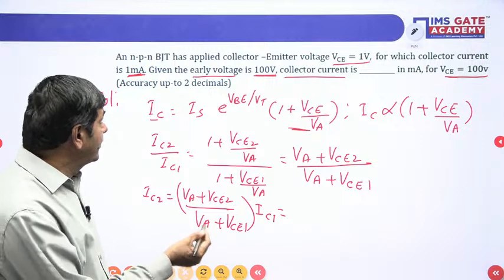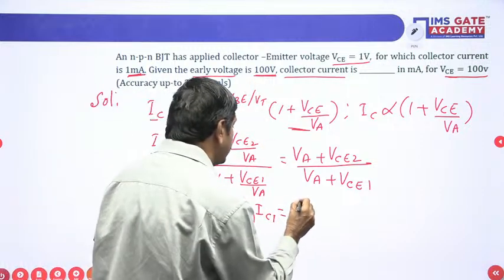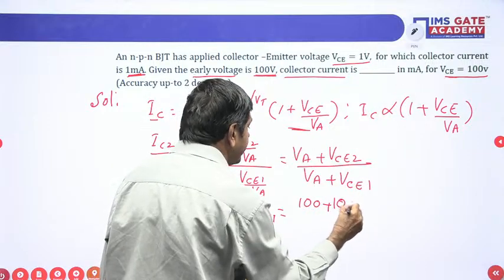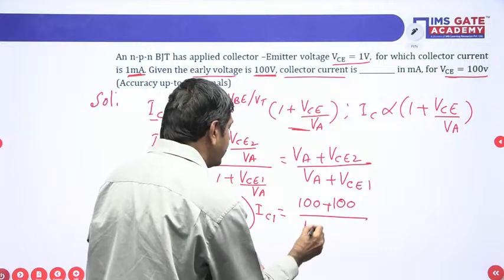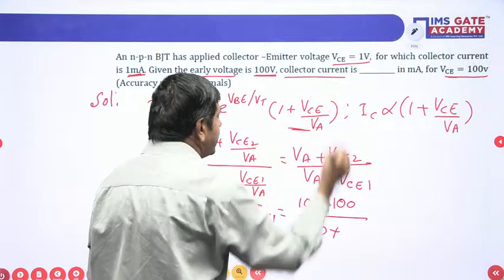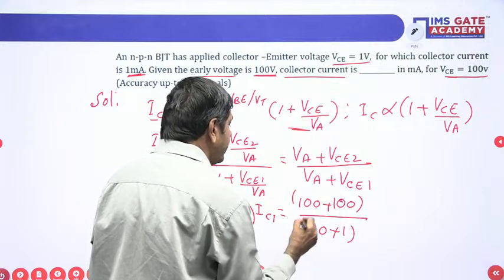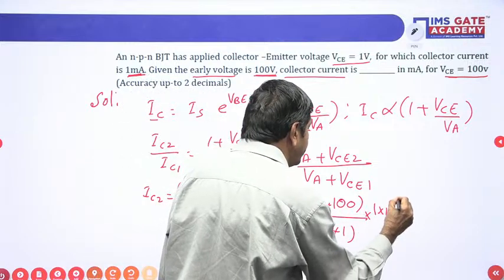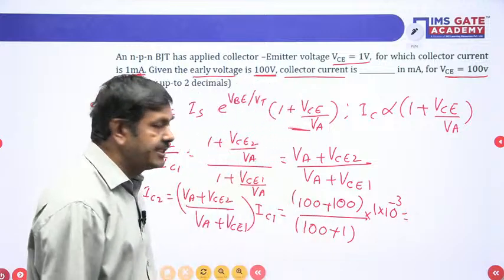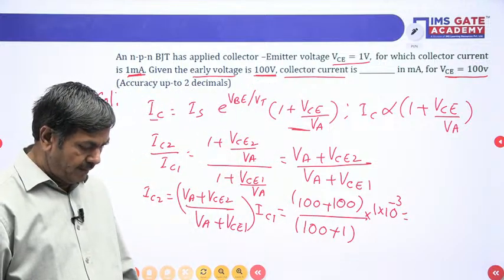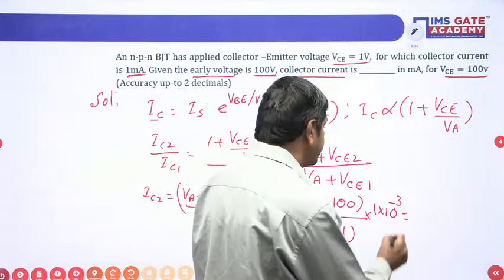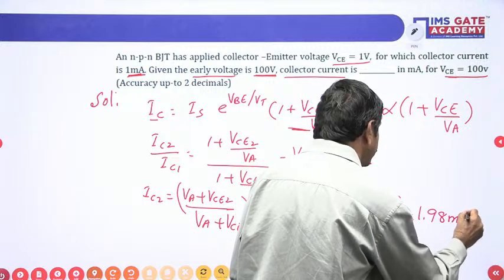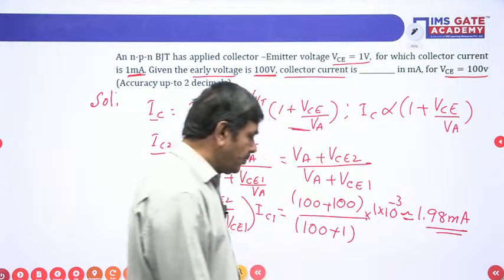But you know every value. Early voltage is given 100 volts here. 100 plus VCE2, which is given 100 volts, divided by VA, which is nothing but 100. VCE1 is given 1 volt, multiplied by IC1, which is given 1 milliampere, 1 into 10 power minus 3. Use a calculator, you will get IC2. This value will be approximately equal to 1.98 milliamperes. This is the solution for this question. I hope you followed.